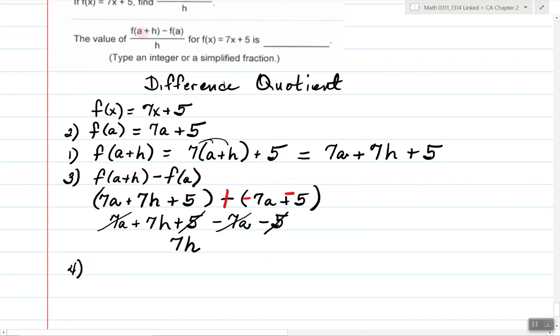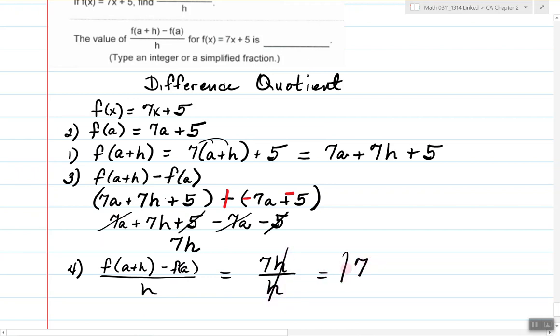remember I did 1 and 2, then I subtracted for 3, so now I'm going to take that answer, f of a plus h minus f of a, and I'm going to divide it by h. In other words, I'm going to take 7h, which is what the top is, it's what I just found, divide it by h, those divide out, and you get 7. Now, you're probably going to be required to show the steps, but this number, if it's a plain number, then it is actually the slope.